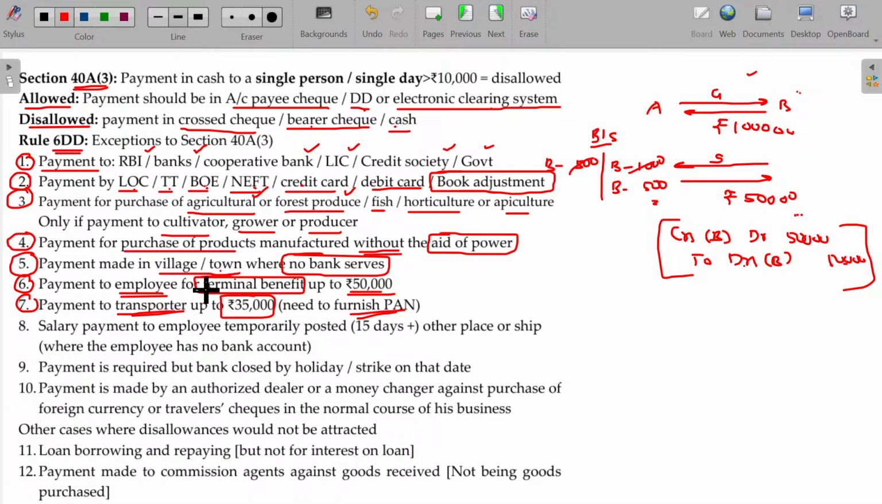Usually the limit is 10,000. Two places the limit is increased. One is terminal payment to the employees up to 50,000 rupees, and for the transporters, the limit is increased to 35,000 rupees. That too, in the transporter case, you have to get the PAN number from them, only then can it be deductible.